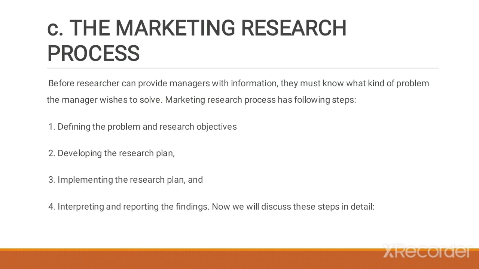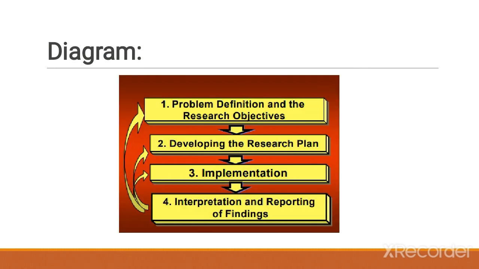Then the market research process: defining the problem and research objectives, developing the research plan, implementing the research plan, and interpreting and reporting the findings. Now we will discuss the steps in detail. Diagram: problem defining and research objective, developing the research plan, implementation, interpretation and reporting of findings.